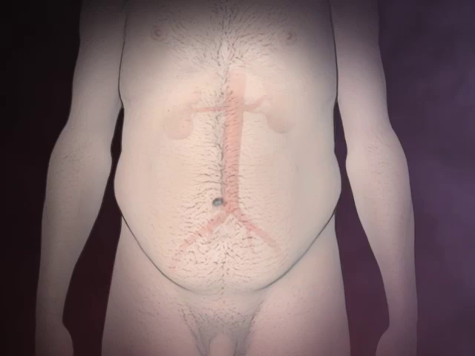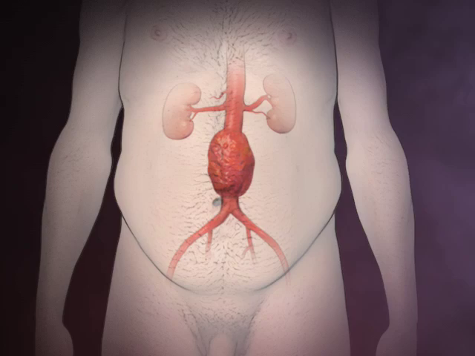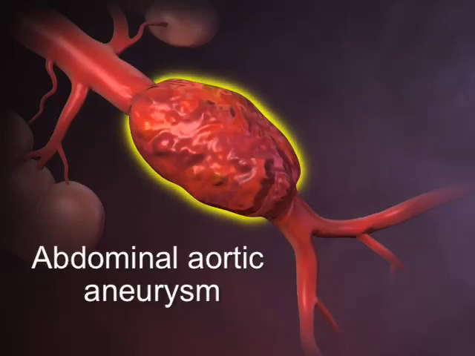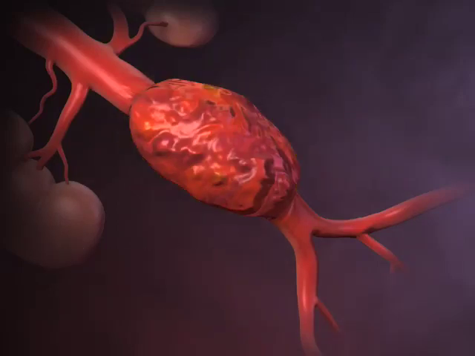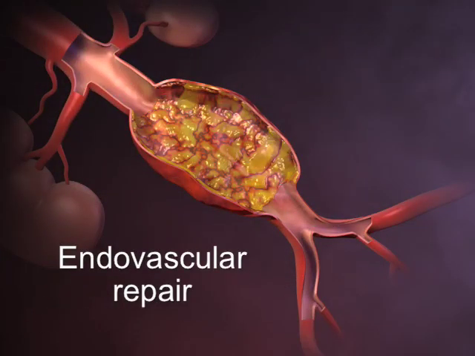Abdominal aortic aneurysm is a potentially life-threatening condition characterized by degenerative changes in the wall of the abdominal aorta that lead to progressive dilatation and possible rupture if the condition is untreated. The traditional approach to abdominal aortic aneurysm repair has been an open surgical procedure. Endovascular repair, using an endovascular stent graft, is a more recently developed approach.